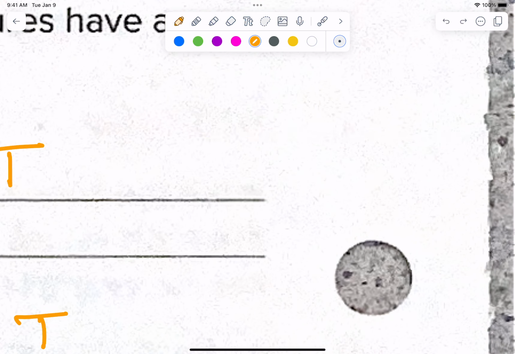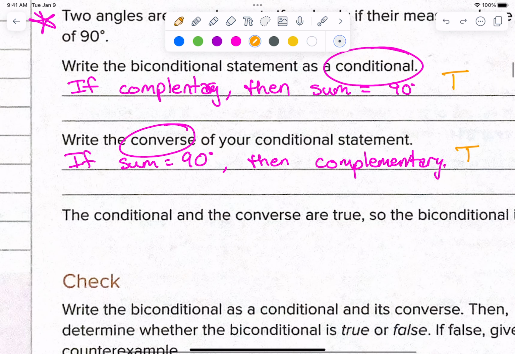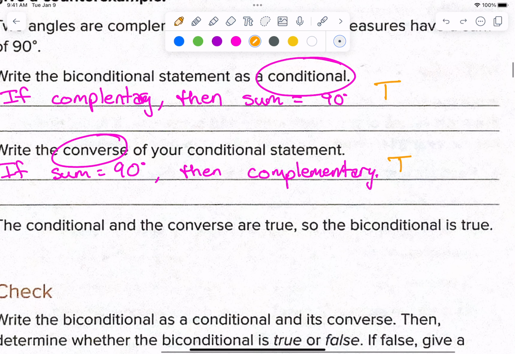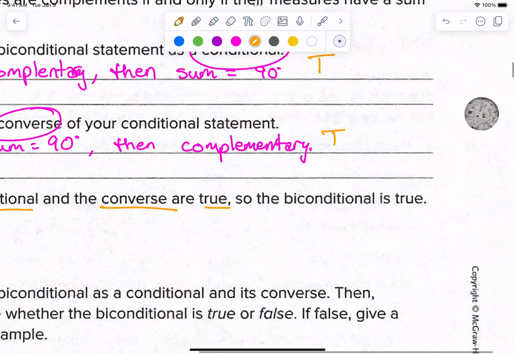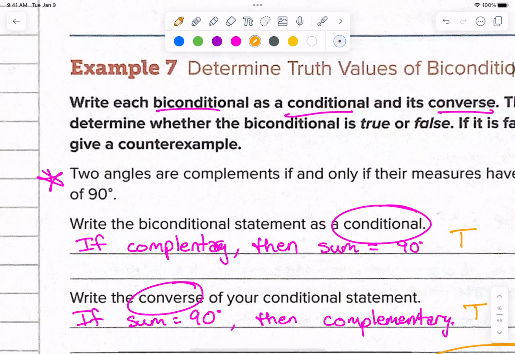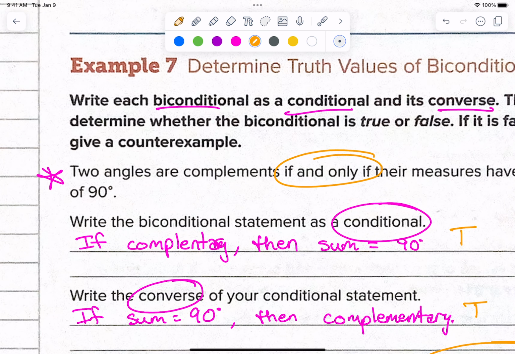It's like the converse, right? The converse is not always true, okay? But in this case it is. If the sum is 90, then they're complementary, so it's true and true. So the conditional and the converse are true, so the biconditional, the original one that said if and only if, is true as well. Does that make sense? We read it forward, we read it backwards. Both ways it's true, so the whole if and only if is true as well.